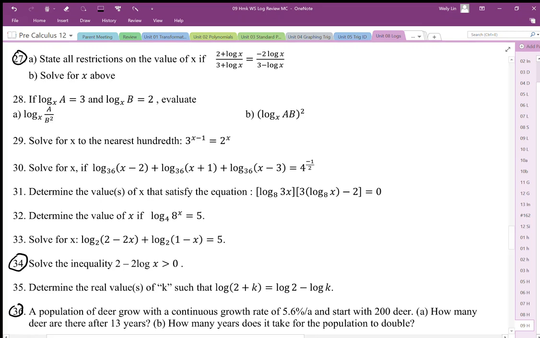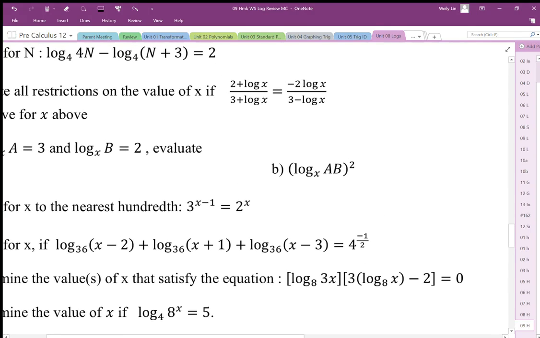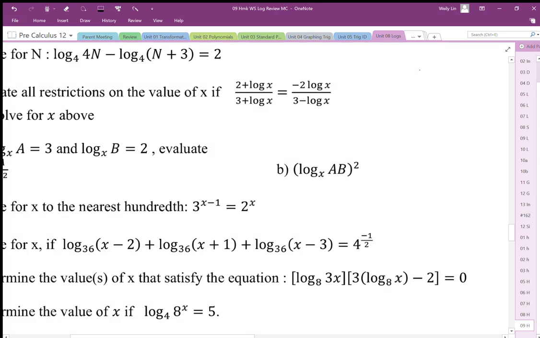Question number 27 states: all the restrictions on the value of x if we have the following. So we have, first of all, log x. Our first restriction should be that x must be greater than 0. We cannot have an argument less than 0. So that's the first one that we're going to state.